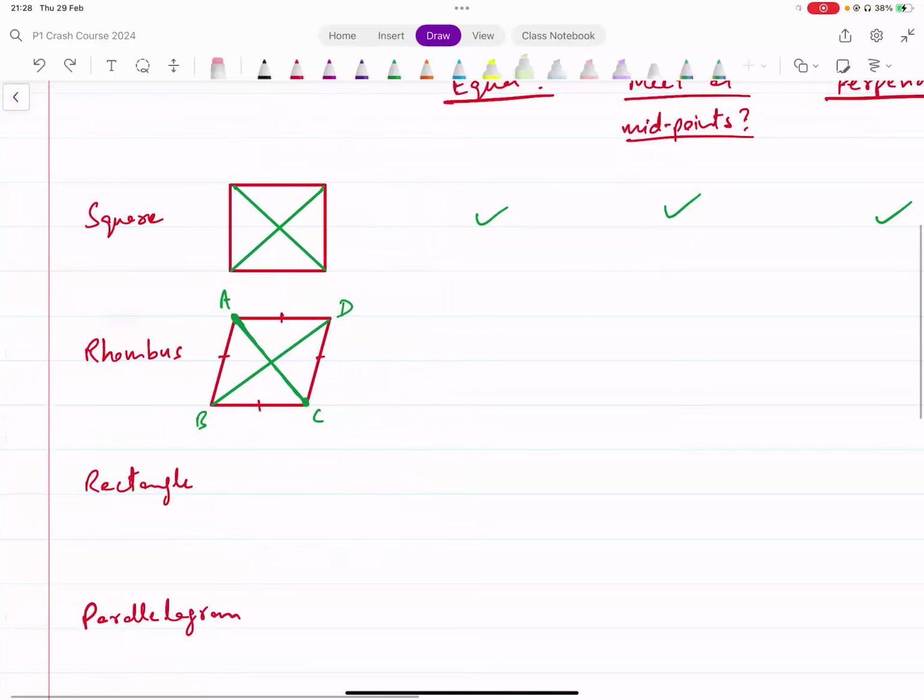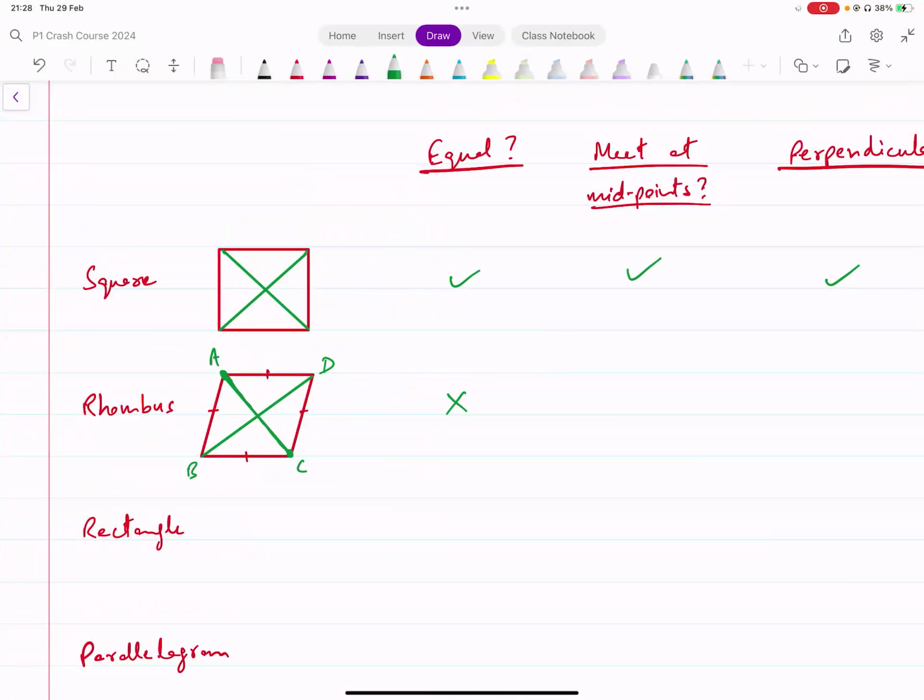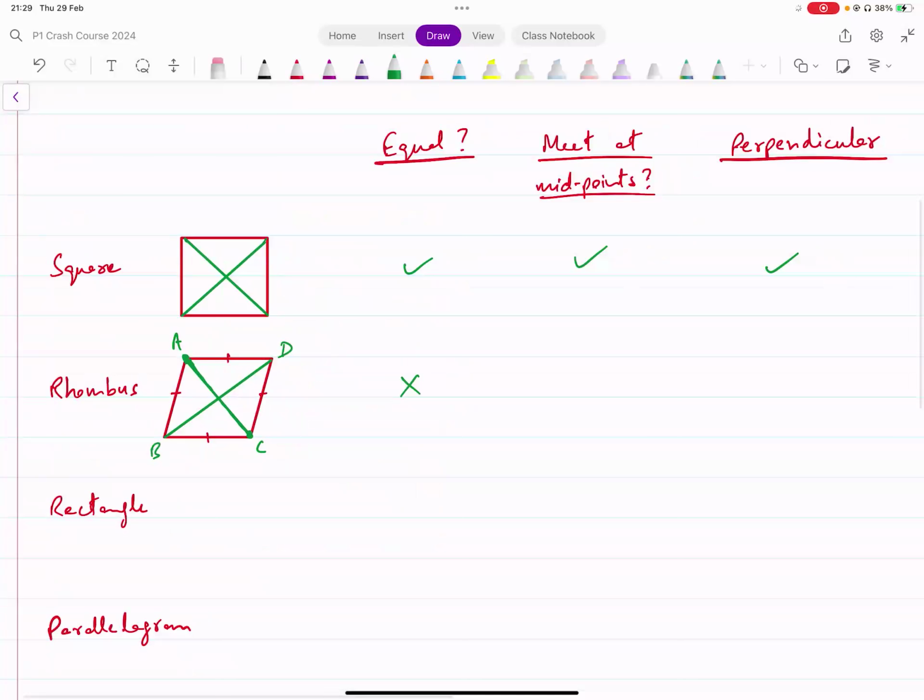In a rhombus, the diagonals are not equal. One of them is longer than the other. However, even though they're not equal, they do meet at the midpoints. That means this point in the middle is the midpoint of both AC and BD. So if we call this point M, this is the midpoint of both the diagonals, AC and BD, where they meet each other. So they do meet at midpoints. And this is a very important property, which is not very obvious.